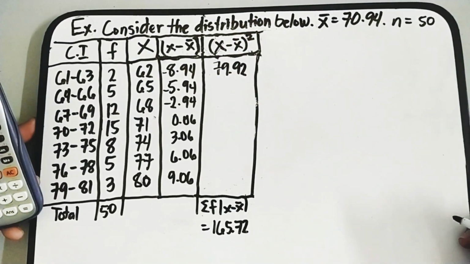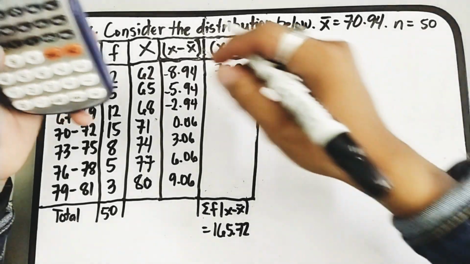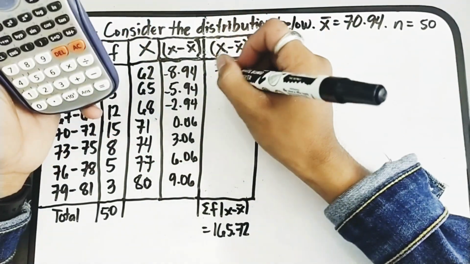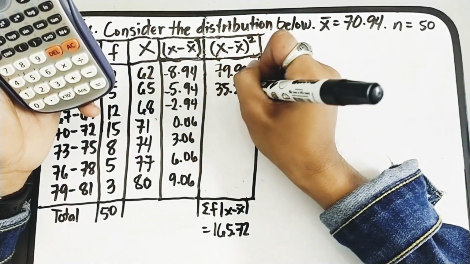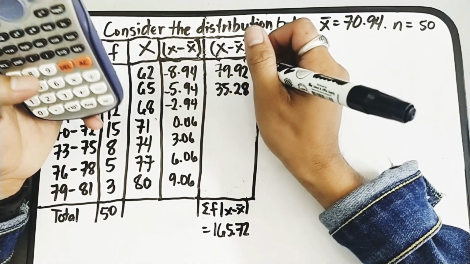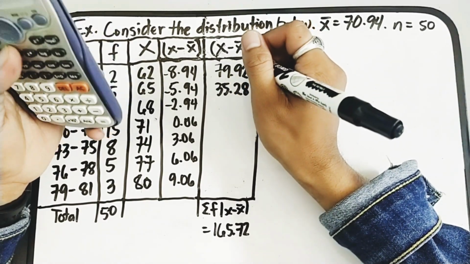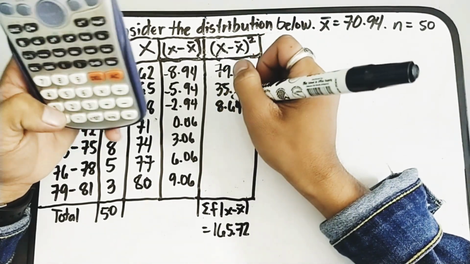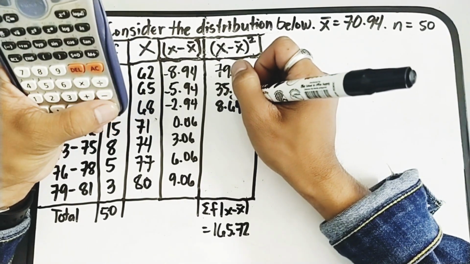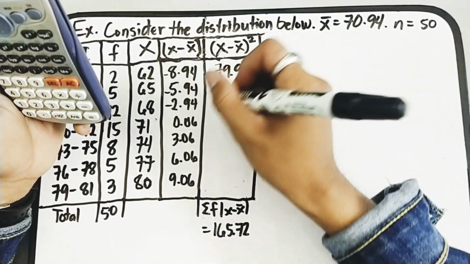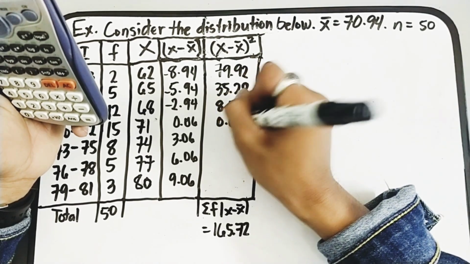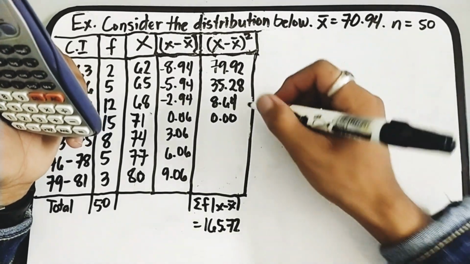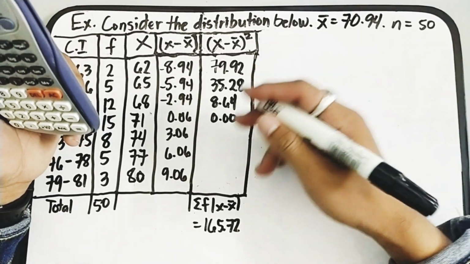Okay, ayan, yung kailangan natin. 79.92. Next, 5.94 squared. Let's say, 35.28, and then next is 2.94 squared. We have 8.64, and then 0.06 squared. Okay? Ito ay magiging 0.00. Wala na, walang value. Okay? Kasi 2 decimal place lang po yung pag-round off.